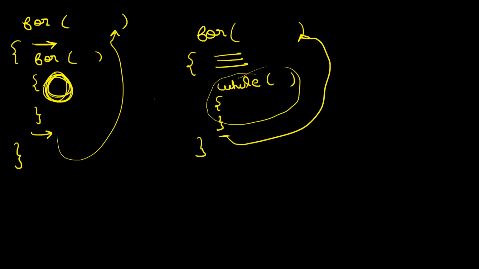What happens if I break in a while loop? Simple. You will come outside the while loop. The funda of a break is very simple. It doesn't know whether you are using it for a for or a while loop, right?